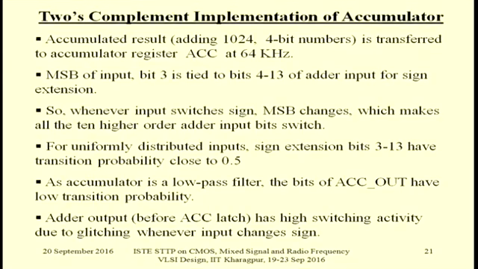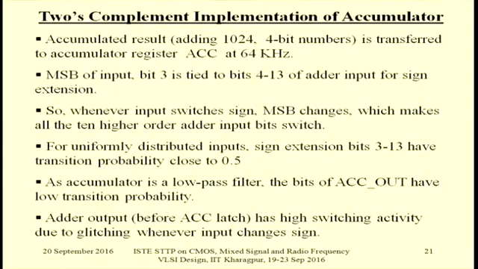For uniformly distributed inputs, sign extension bits 3 to 13 have transition probability close to 0.5 because there is no bias in the values. The successive values that are coming in are random; if you take one operand, it can be positive, the next operand can be negative or positive. So we are choosing 0.5 probability.